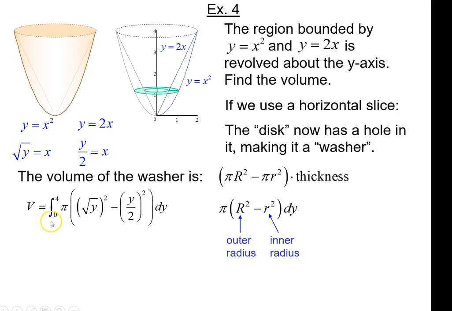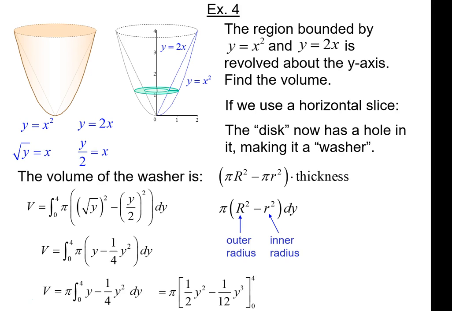So we have the integral from y equals 0 to 4, because those are the limits of integration in terms of y, of the outer radius squared minus the inner radius squared. Everything's in terms of y, and then don't forget the pi. Pi, of course, can be moved to the front because it's a constant multiple. And then I clean this up a little bit. I'm going to use the fundamental theorem of calculus and get my volume, and it's 8 pi over 3.